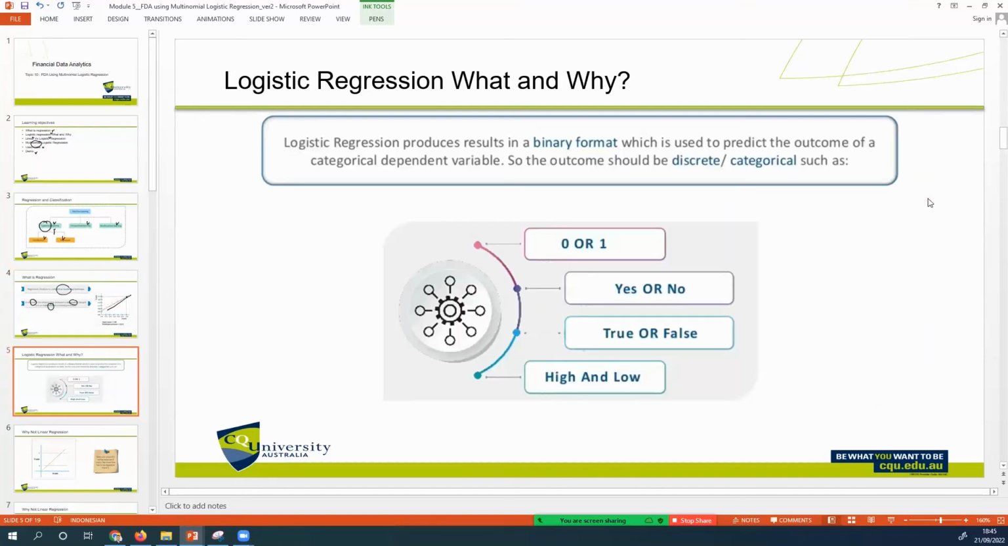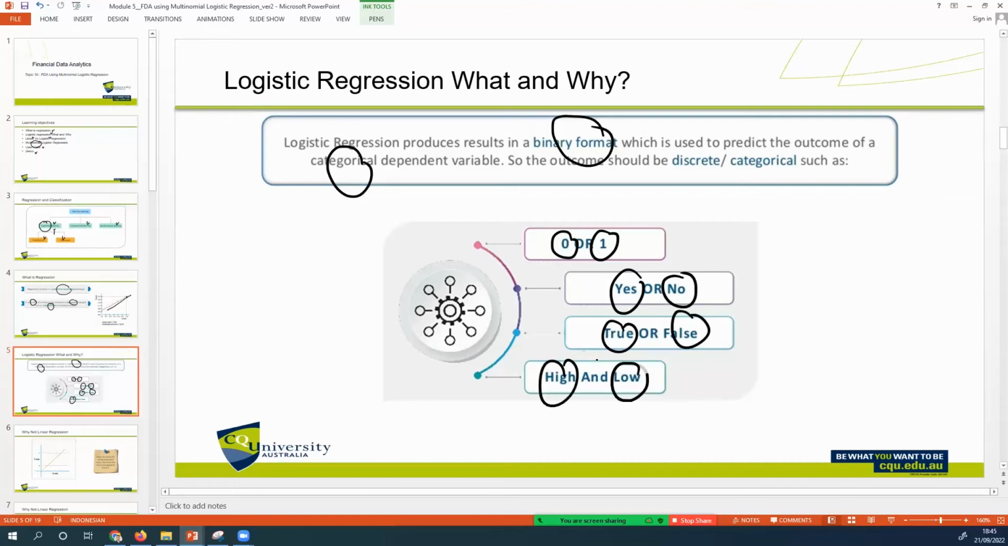So what is logistic regression? Logistic regression produces results in binary format, which is used to predict the outcome of a categorical dependent variable such as 0 or 1, yes or no, true or false, high or low. Only 0 and 1 for binary format. So logistic regression produces results in binary format. So the result will be between 0 and 1.